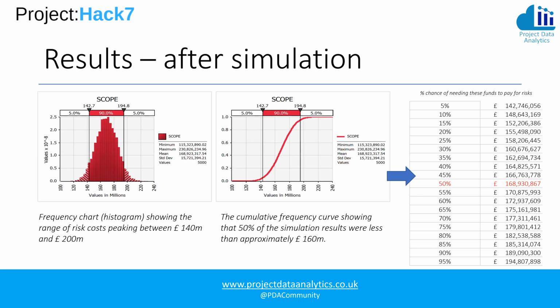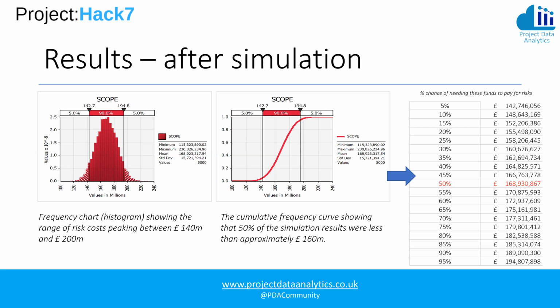After our simulation, then you can see we have the histogram chart on the left, the frequencies peaking in the middle between 140 and 200 million as our possible outcomes. We have the cumulative frequency curve in the middle, which is then producing that table on the right-hand side from which we can read that in order to cover 50% of those risks, we actually should provide 168.9 million, not 169.4.